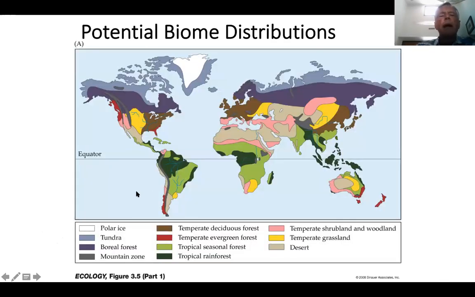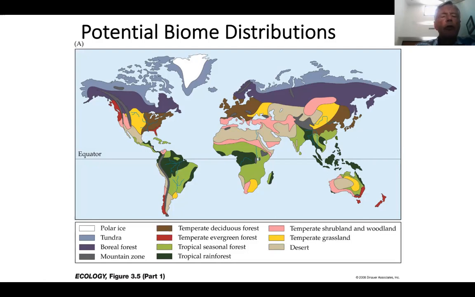And here is a map using a somewhat different classification of actual biomes of where these things occur over the course of the Earth, based strictly on physical data or physical chemical data, based strictly on temperature and based strictly on precipitation.